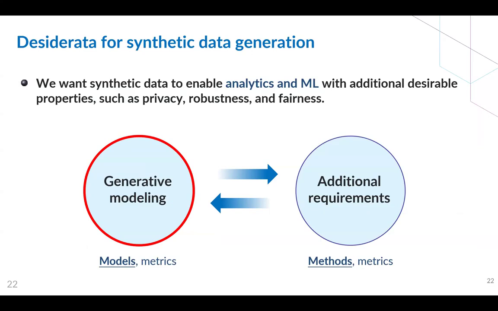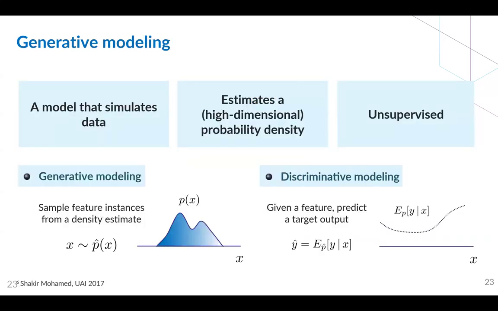But first, let's talk about generative modeling. A generative model is a model that simulates data by estimating a potentially high-dimensional probability density function. The estimation process can be done explicitly or implicitly, as we'll see in a minute. Generative modeling is a type of unsupervised learning where we want to learn the distribution of all the features. This is in contrast with discriminative modeling, or supervised learning, where the goal is to make a prediction given a feature, basically to learn a decision curve or classification boundary.